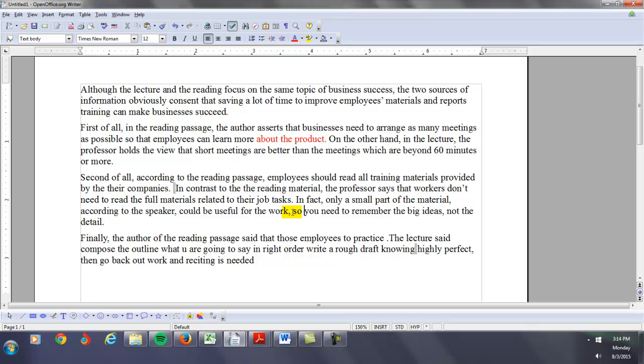How about "so"? Cause and effect. So employees should remember the big ideas and not the details. Now you're having problems with what I call point of view in this. You used a lot of "you" in here, right? And I changed it. So why did I do that?